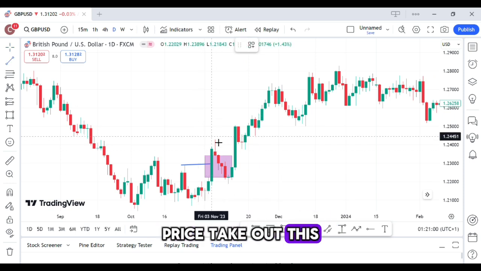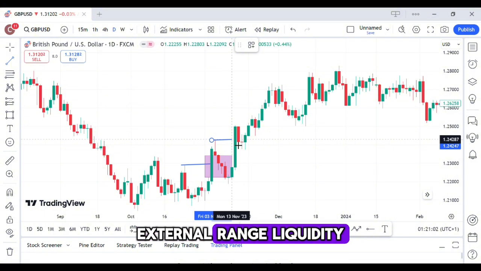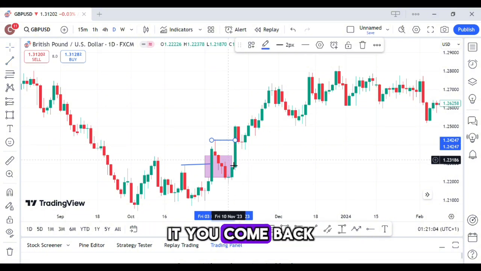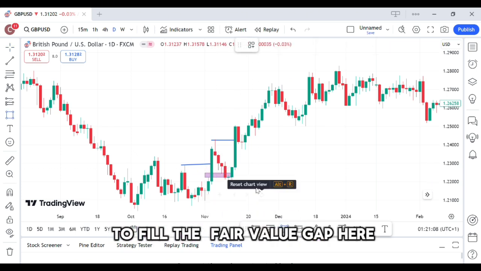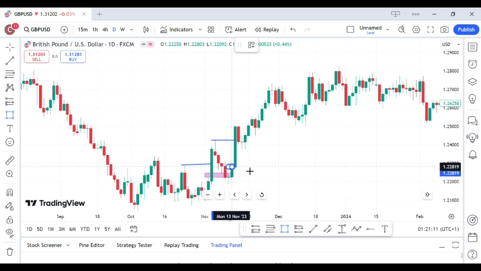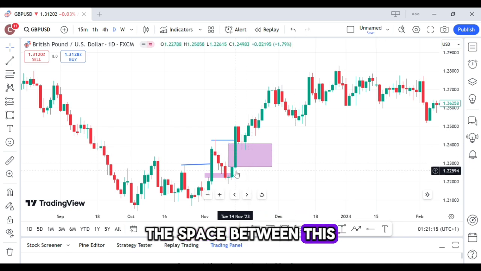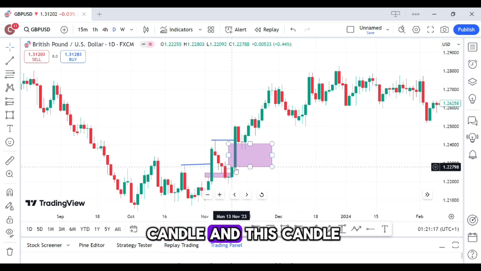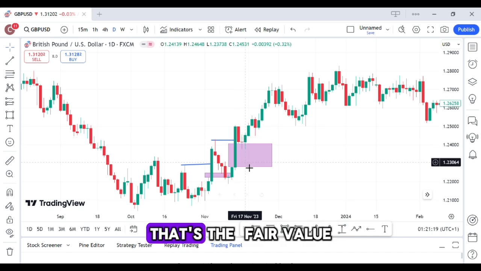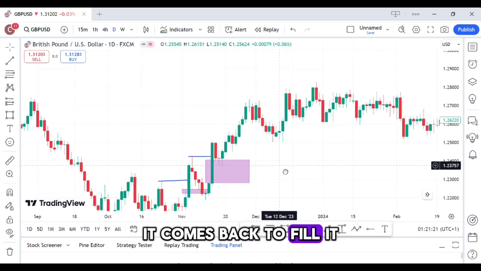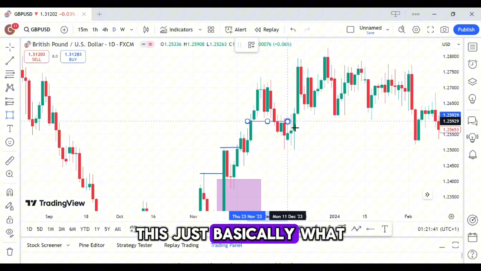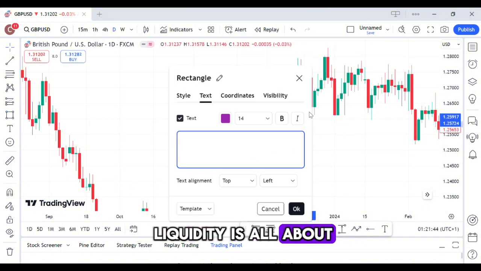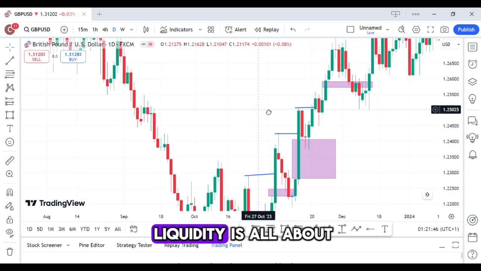Price takes out this one again, external range liquidity. It will come back to fill the fair value gap here. This fair value gap is the space between this candle and this candle. That's the fair value, and price comes back to fill this space. Now we can see here as well. This is just basically what liquidity is all about.